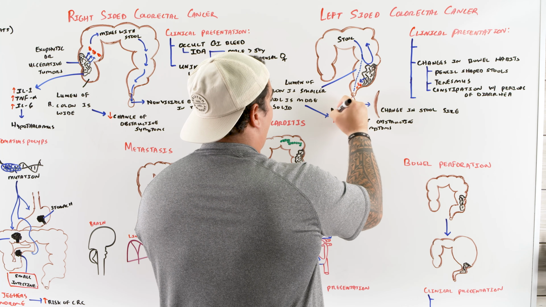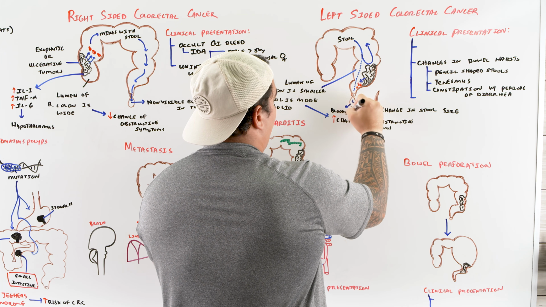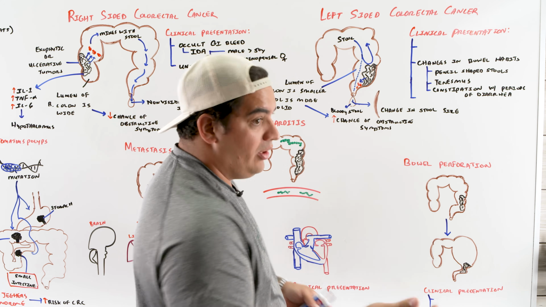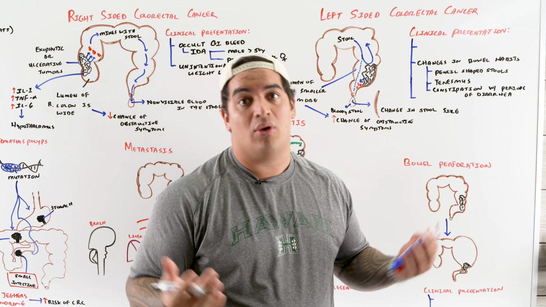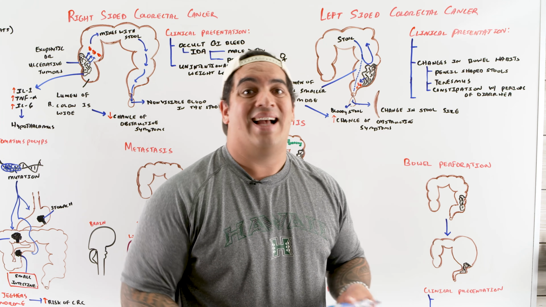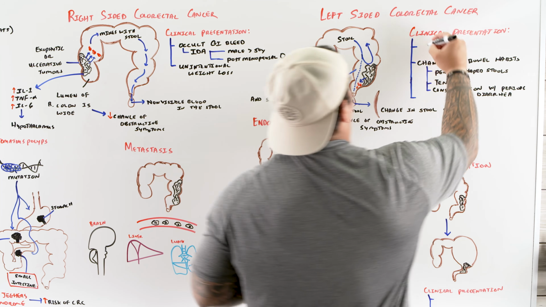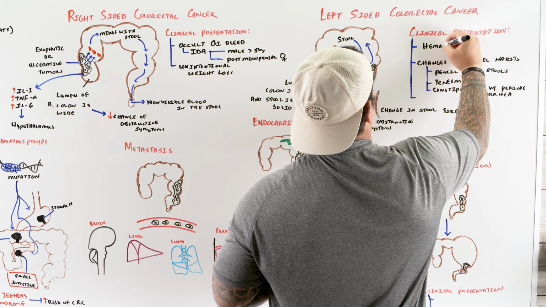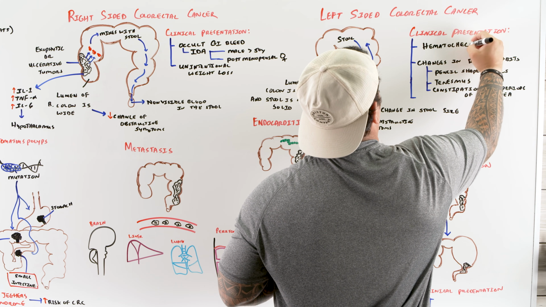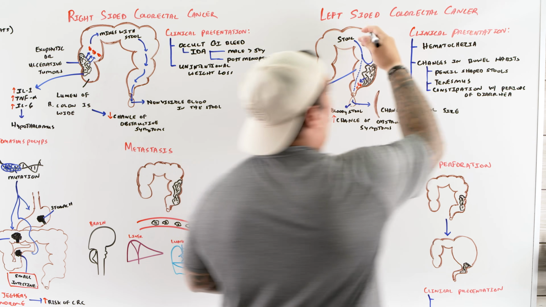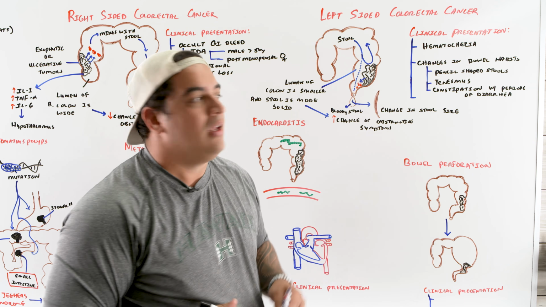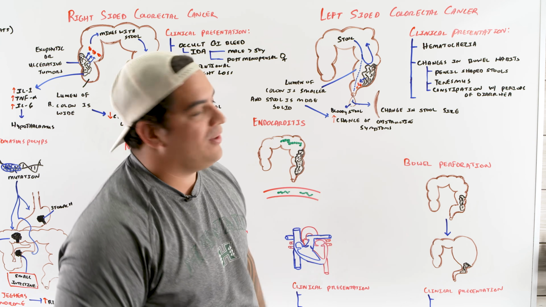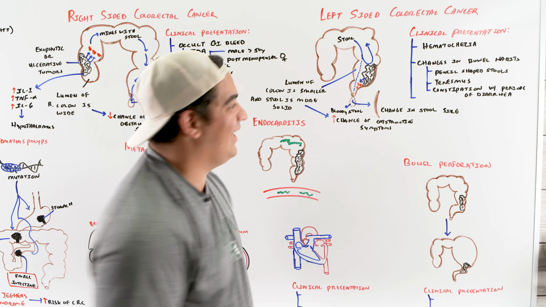What's that called when you have a brighter, bloody-appearing stool? So you wipe your tuchus and you see blood all over the toilet paper or all over the poop. That's hematochezia. So hematochezia is a potential sign that there's blood in that distal part of the colon.